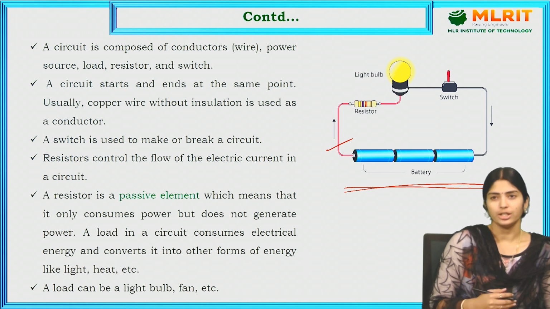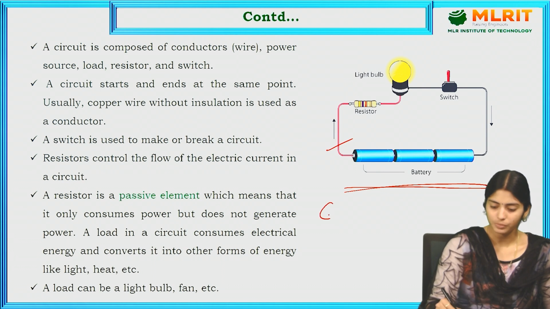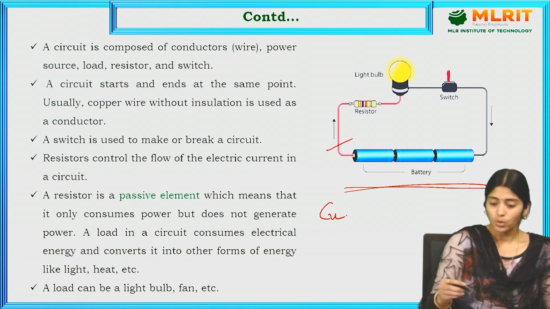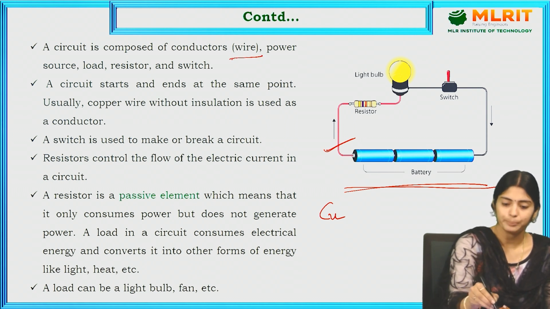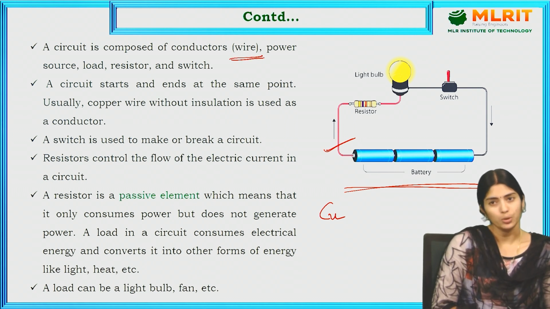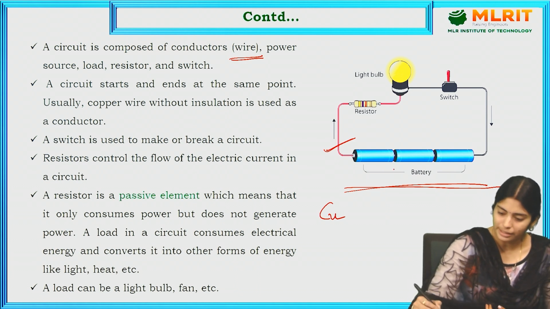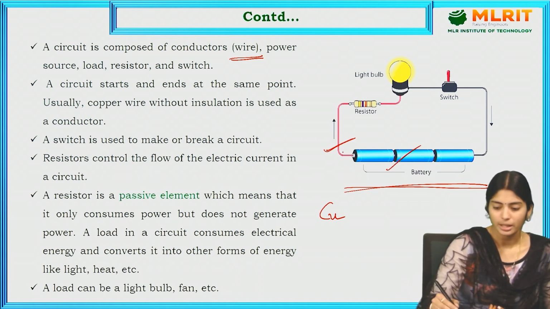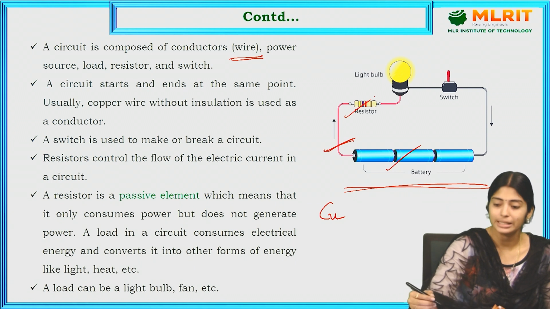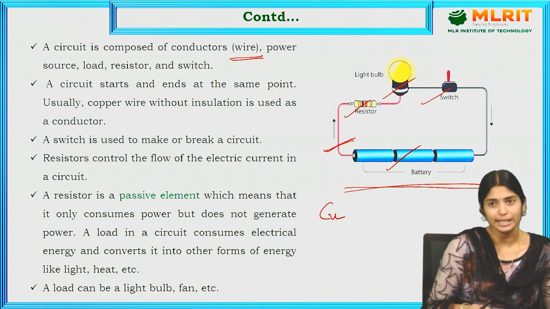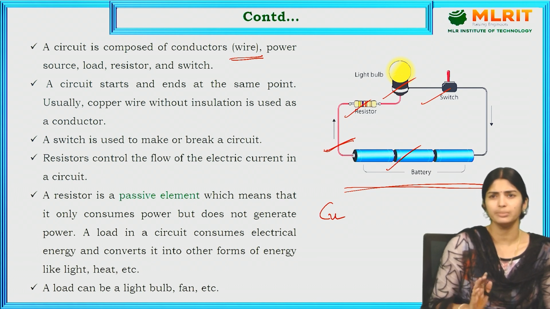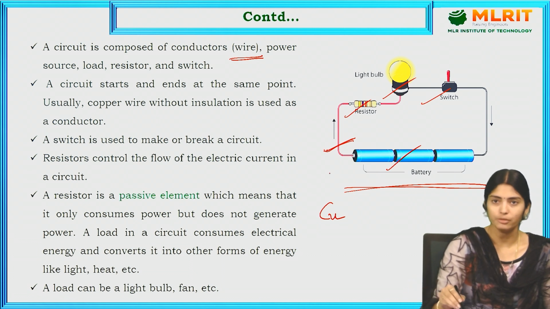In the generation, transmission or distribution of electrical energy, in general we use copper as the conductor. In this circuit we define it as wire. Then there is the source, which may be a voltage source or current source, meaning a battery. Here a conductor will be there, a resistor will be there, a switch will be there, and a load will be there. Whatever the load may be, either light, fan, TV or tube light, everything is a load. So a circuit mainly comprises all these types of elements.